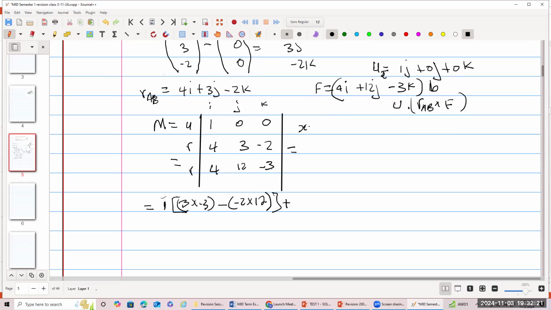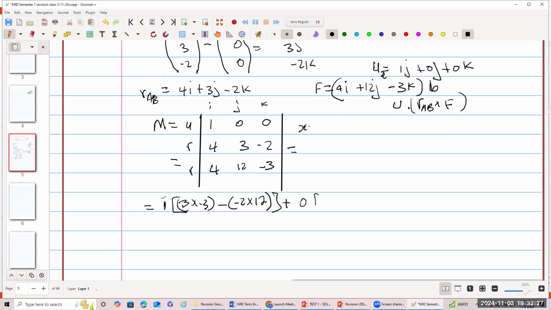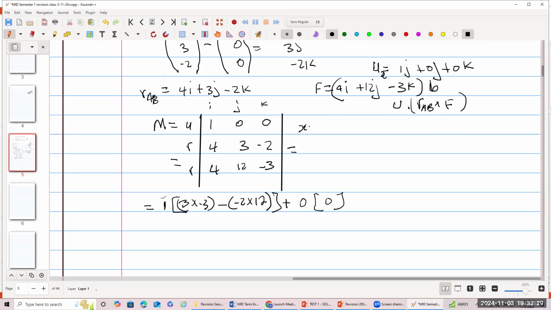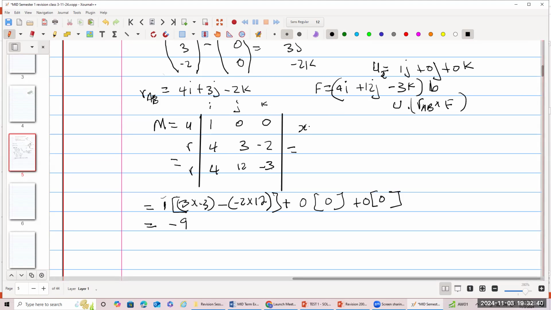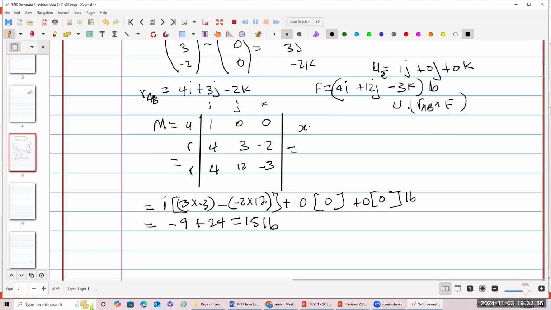You notice the others are all going to be 0. 0 times whatever, 0 plus 0. So that is easy in this one. So the value is equal to minus 9, and this is going to be plus 24. So the answer is positive 15, and this is in pounds. So that's positive 15 pounds.